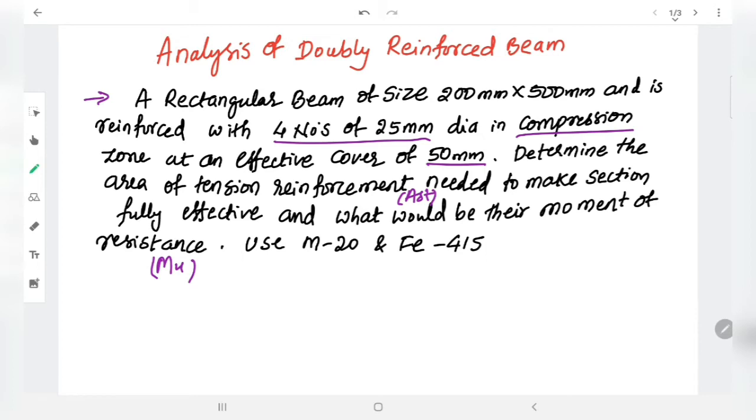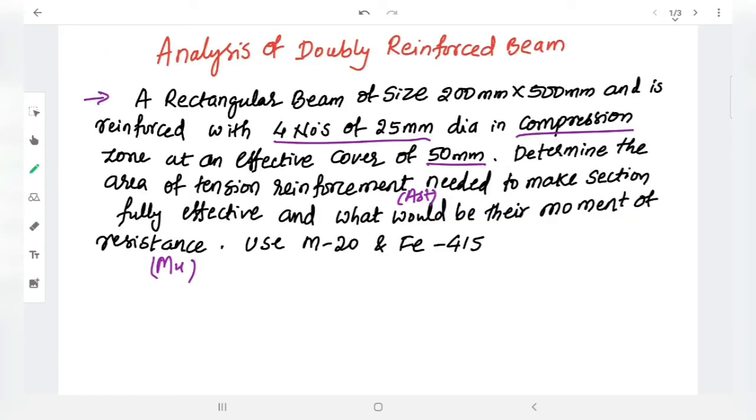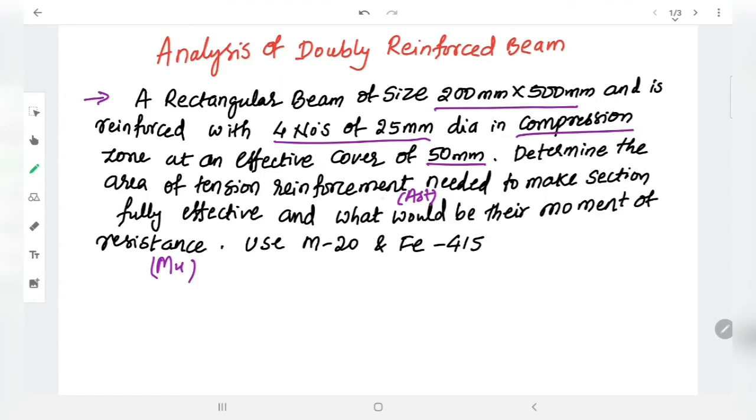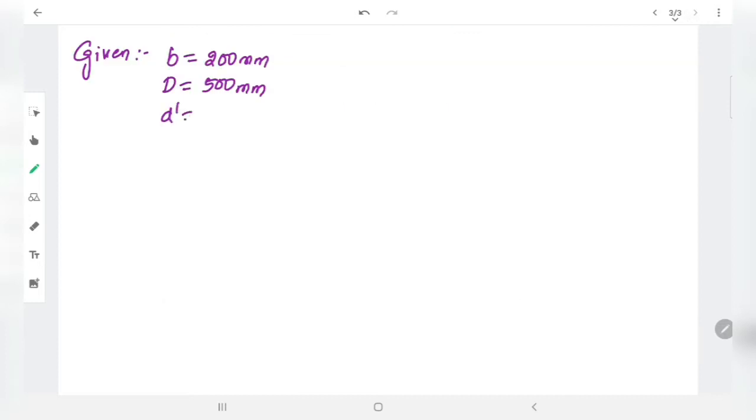Here I'll be writing the given data. First I'll write the dimensions. The size of the beam is 200 mm by 500 mm, so B is equal to 200 mm, capital D is equal to 500 mm. In this problem he has mentioned a cover of 50 mm, so I'll take d dash equal to 50 mm. When you do D minus d dash, you get the effective depth. It is 500 minus 50, which is around 450 mm.